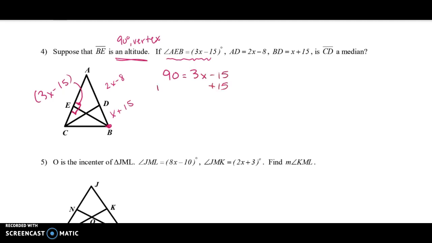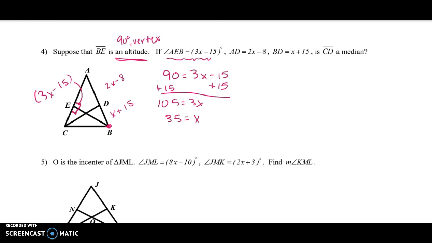So if we add 15 to both sides, we end up with 105 equals 3x. So this is going to be 35 equals, oh, sorry, equals x. Okay, so that's our x.